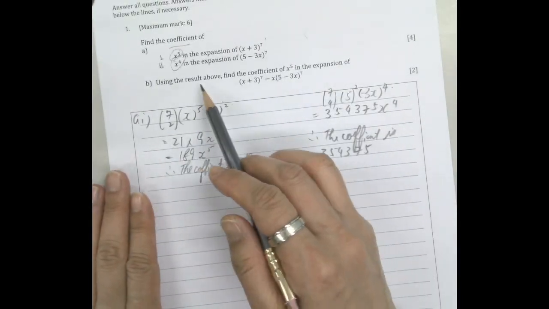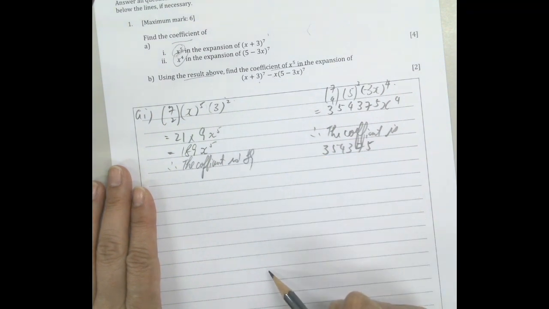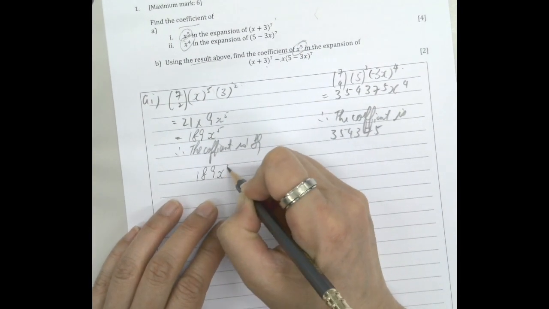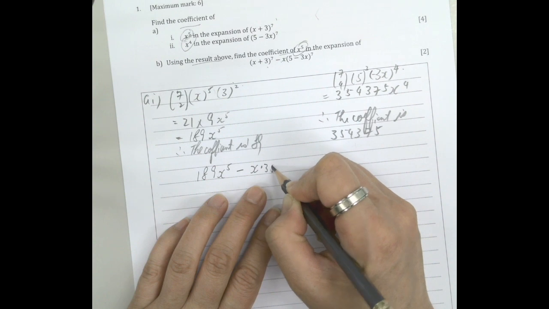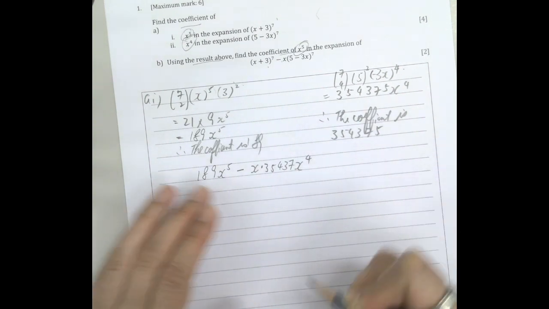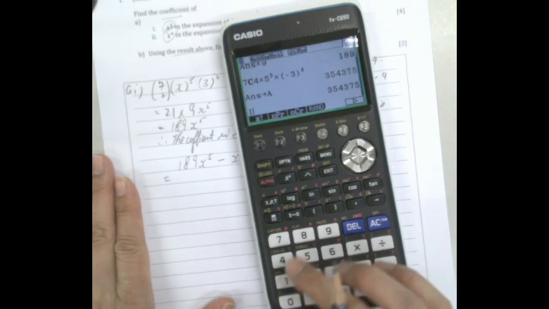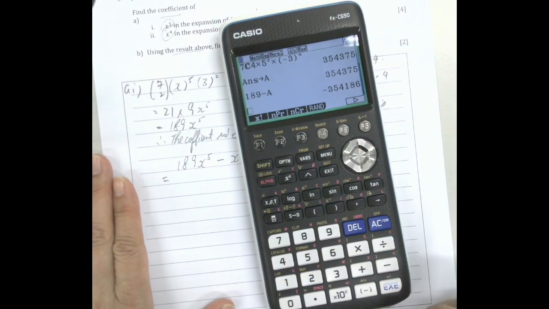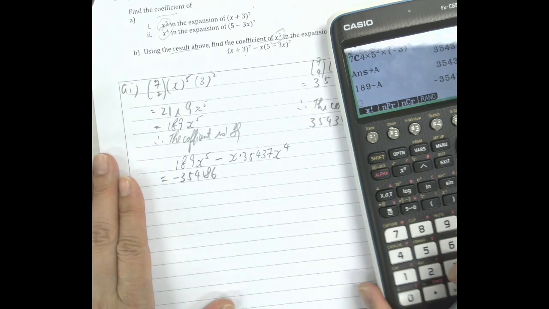So let's move on. Use the above result to find the coefficient of x to the power 5. So we want the coefficient of x to the power 5. So it's 189x to the power 5 minus x times 35437.5x to the power 4. Which means my answer will add them up: 189 minus whatever I stored in A. And that will be the answer: negative 35437.5 minus... negative 354186.